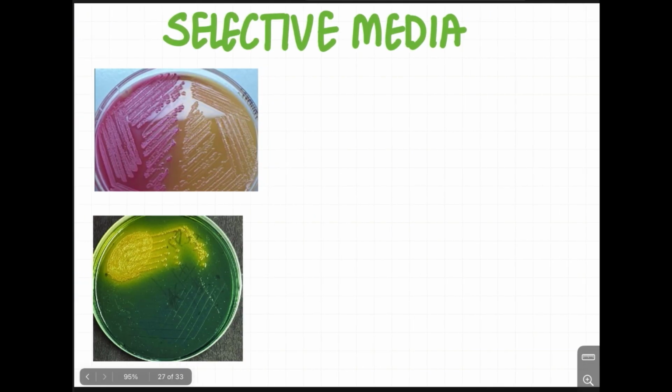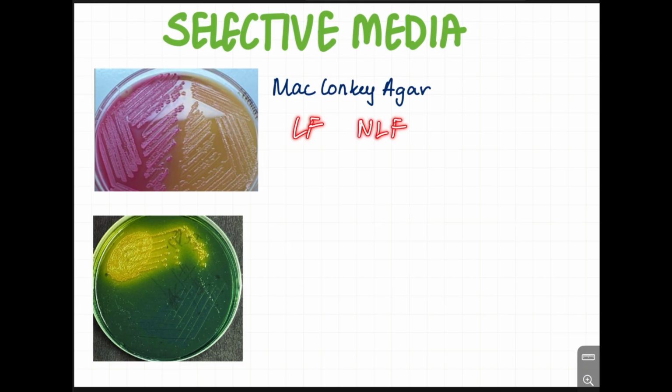Now let's move on to another type, that is selective media. It inhibits growth of other bacteria. The first one is MacConkey agar. It is also a differential media because it can differentiate between lactose fermenting and non-lactose fermenting species of bacteria. If the colonies are pink in color, they are lactose fermenting, and if they are pale in color, they are non-lactose fermenting. The next one is TCBS.